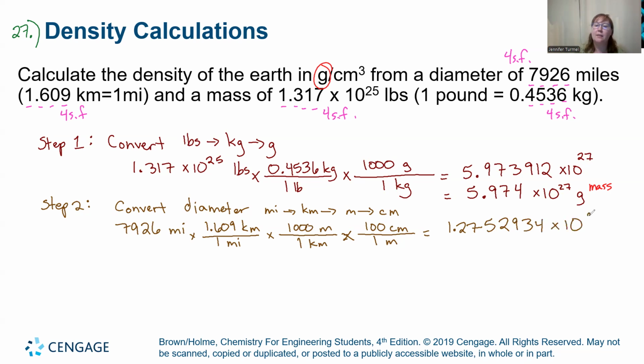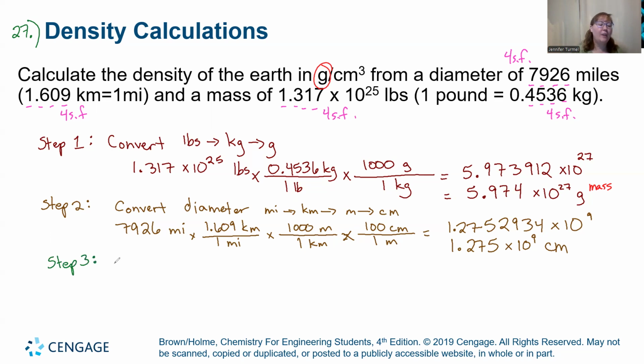Okay, so next, when I look at this, the value that I get here is 1.2752934 times 10 to the 9th. And I can only have 4 significant figures, so this becomes 1.275 times 10 to the 9th. And that is in centimeters. Okay.